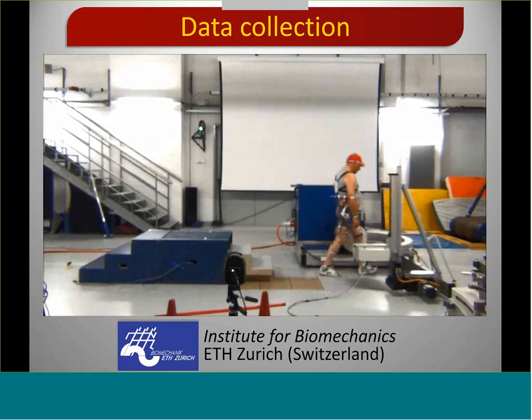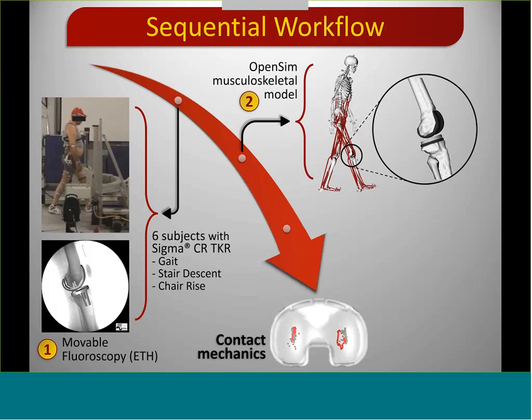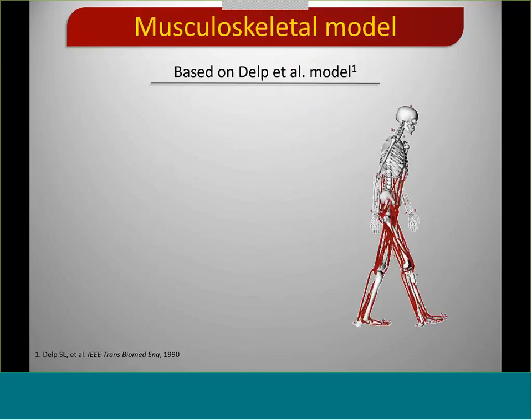So after data collection, the second step of our sequential workflow is to estimate joint contact loads at the implanted knee with a whole body musculoskeletal model in OpenSim. The model that we used was based on a previous model presented by Delp et al. And just a few changes were made for this study.